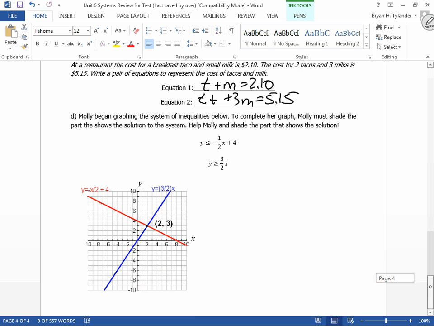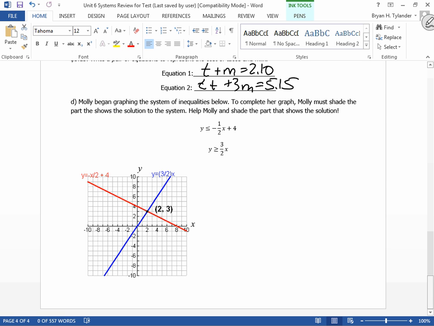And for the very last problem here, Molly began by graphing the system of inequalities below. I believe the negative got dropped on your photocopies. We apologize for that. To complete the graph, Molly must shade the parts of the solution. Molly is going to shade down here from the first equation, and on the second equation, she's going to shade up. And so my solution is the point where the two inequalities intersect, which is this shaded region right in here.